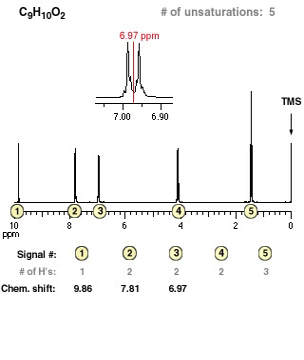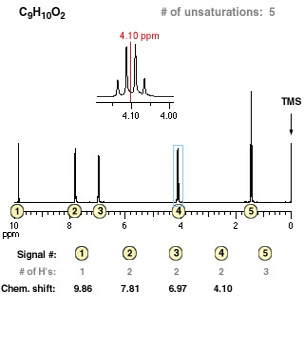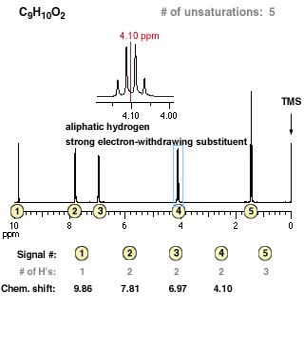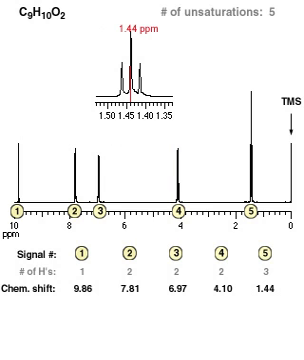Signal 3 has a chemical shift of 6.97 parts per million, which falls into the region of aromatic hydrogens, ortho or para to an electron donating substituent. Signal 4 has a chemical shift of 4.1 parts per million, which falls into the region of aliphatic hydrogens with a strong electron withdrawing substituent. Signal 5 has a chemical shift of 1.44 parts per million, which falls into the region of unsubstituted aliphatic protons.